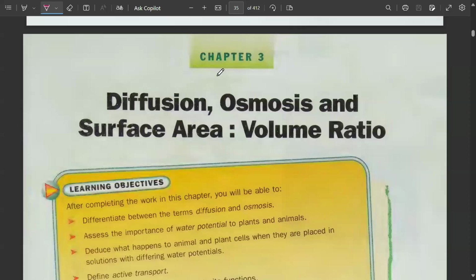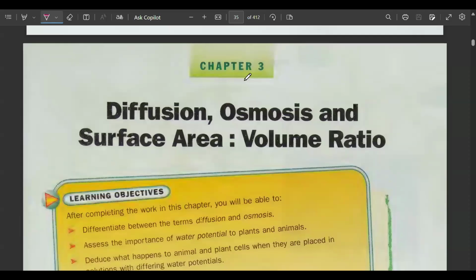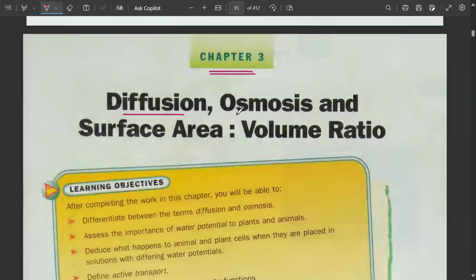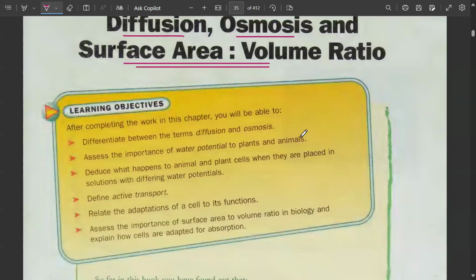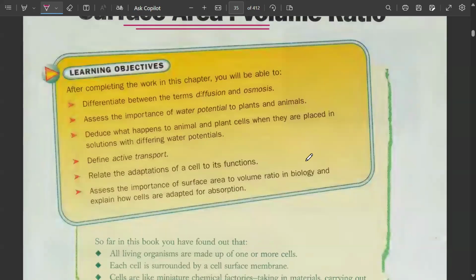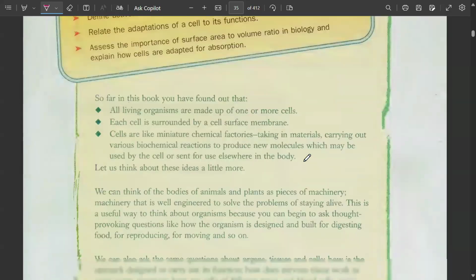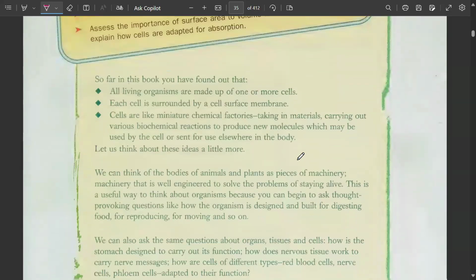Today we'll start off with the third chapter of O-level biology, which is diffusion, osmosis, and surface area to volume ratio. We are going to differentiate between the terms diffusion and osmosis. What is the importance of water potential to plants and animals? What is going to happen to them if we place them in different hypertonic or hypotonic solutions? What is active transport? What are the different cell adaptations? And all of that we are going to cover today.